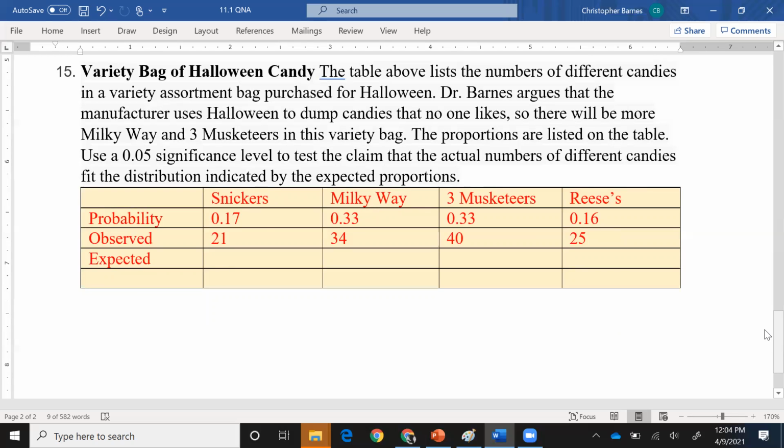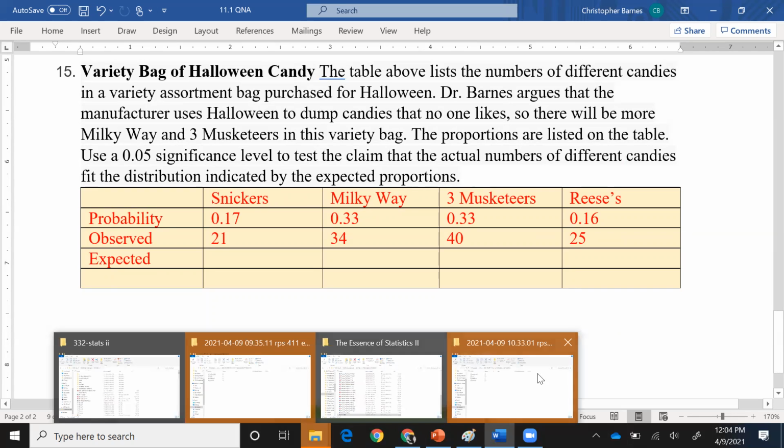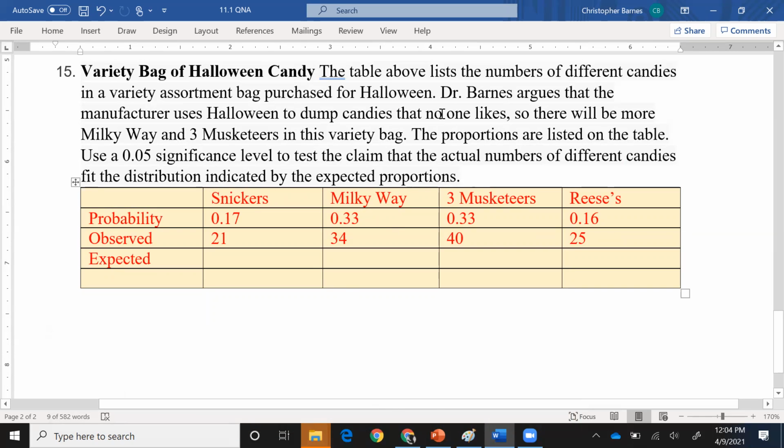Actually, you know what? Instead of me talking, can you read the problem off for us, Deja? Sure. The table above lists the numbers of different candies in a variety assortment bag purchased for Halloween. Dr. Brown argues that the manufacturer uses Halloween to dump candies that no one likes. So there will be more Milky Way and 3 Musketeers in this variety bag. The proportions are listed on the table. Use 0.05 significant level to test the claim that the actual numbers of the different candies fit the distribution indicated by the expected proportions. Okay.